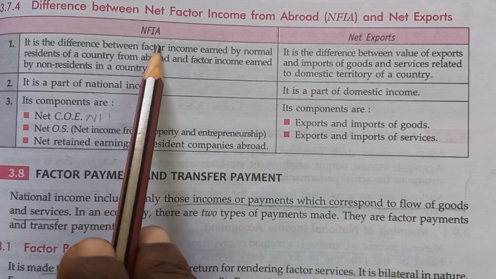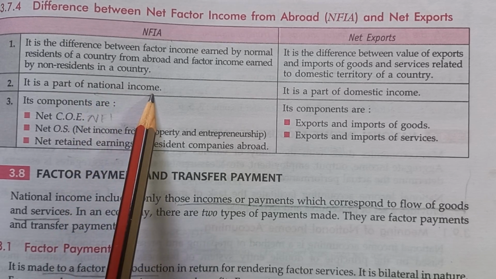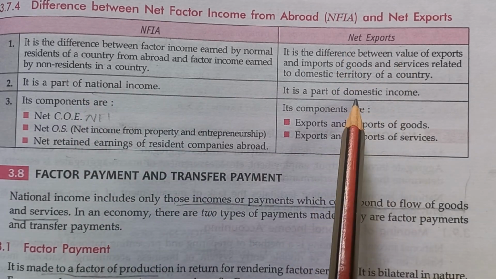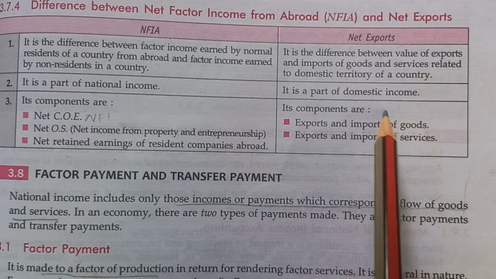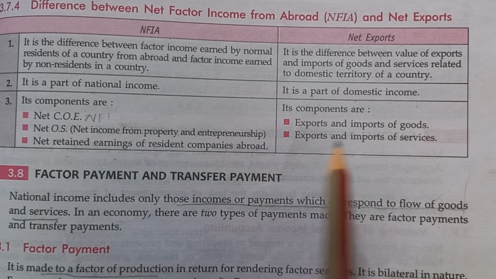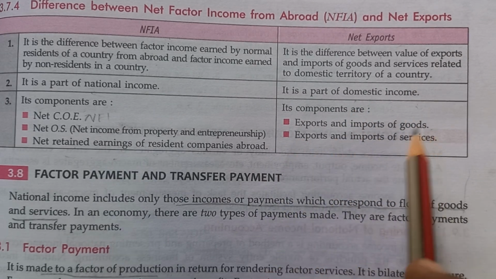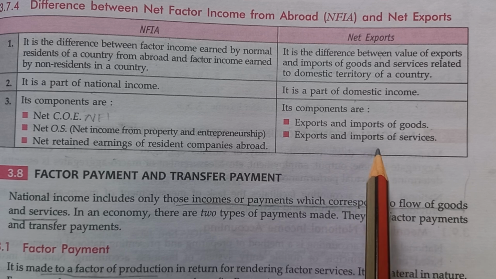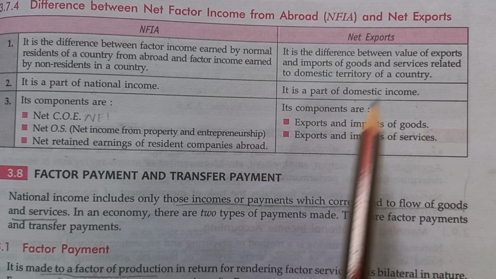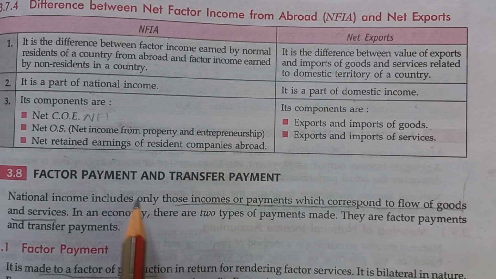So this will be added in national income. Here net export will be in domestic income. Net export will be in domestic income. Okay, so exports and imports of goods, exports and imports of services, these are the components of net export. Is it clear?